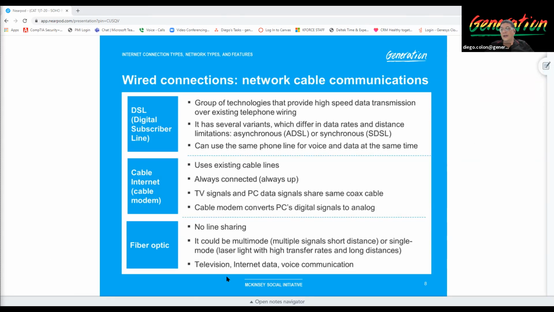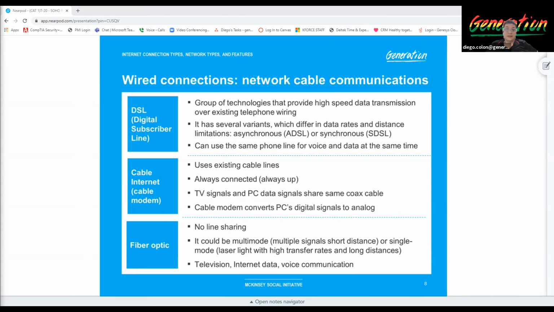Next here is actual fiber optics. There's no line sharing at all here. It's going to be most likely multi-mode, as we said, going up to that distribution box, and it may go from there, obviously single mode, to get to the actual ISP. This costs a lot of money if you're going full. That is long distance fiber. That costs a lot of money.